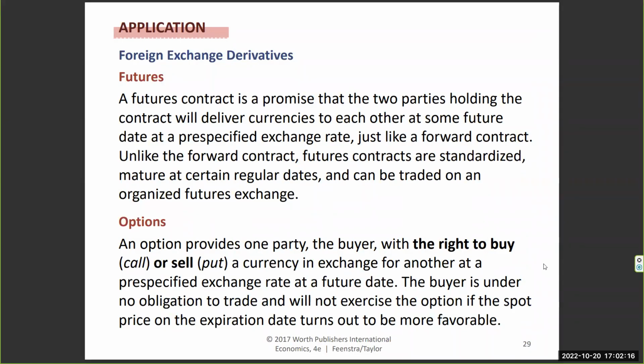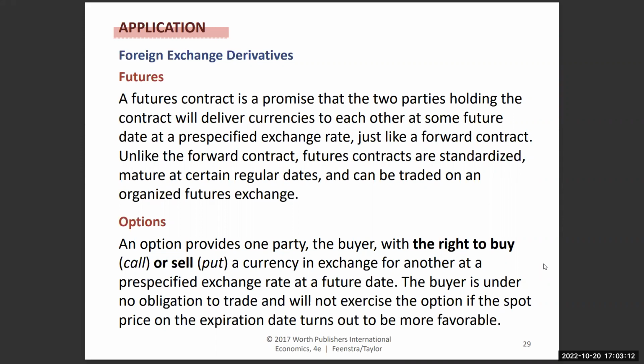Okay, we have also futures and options. So a future is a contract, a promise that the two parties holding the contract will deliver currencies or other goods to each other at some future date at a prespecified exchange rate, just like a forward contract. But unlike the forward contract, futures contracts are standardized, which means that the maturity of the contract, the regular dates, and so on are fixed, standard, and can be traded on an organized futures exchange. Okay, so this is the main difference. The forward is not standardized, and we can make whatever arrangement we want. But in case of a future, there is a standard date, standard maturity, and so forth.